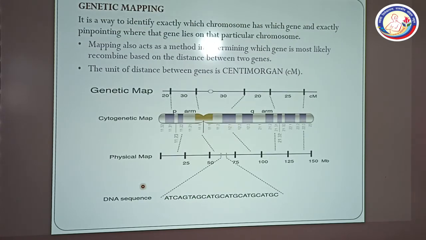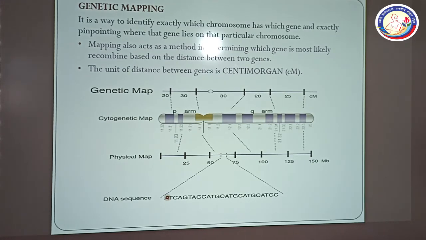Now, genetic mapping. What is genetic mapping? It is a way to identify exactly which chromosome has which gene and exactly pinpoint where that gene lies on the particular chromosome. Basically, it shows the position and place of the genes on the chromosome. What is the perfect position and what is the sequence. Mapping also acts as a method in determining which genes are most likely to recombine based on the distance between two genes. And the unit of distance between genes is centimorgan. It is shown by small c capital M. This is the genetic map. You can see the cytogenetic map. This is the physical map, and this is the DNA sequence.